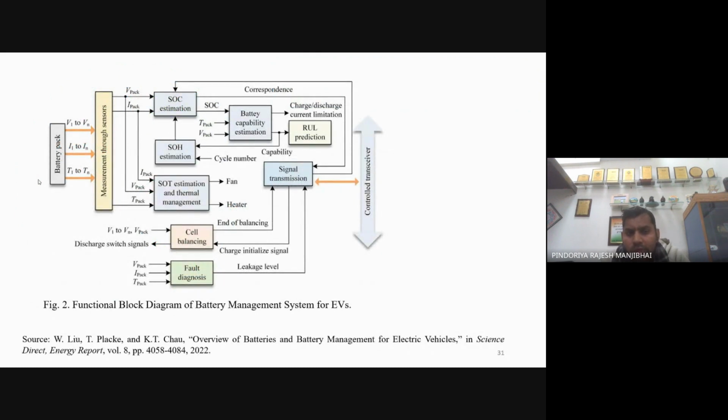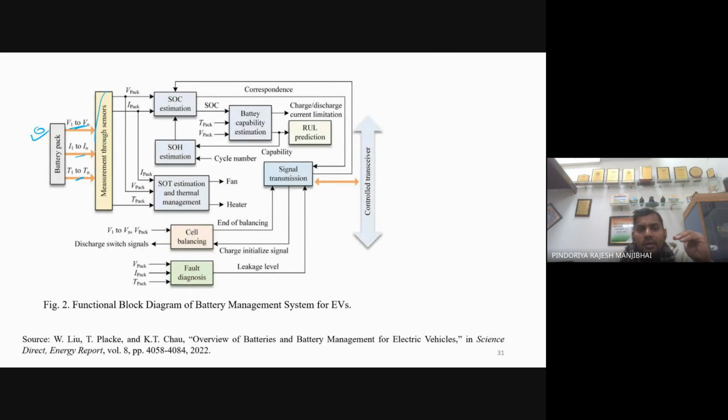So this figure 2 is the overall functional block diagram. Suppose you want to implement the battery management system for the electric vehicle. From the left-hand side, there is a battery pack. We have to manage the voltage, current as well as temperature, depending on the cells. Suppose you have 5 cells, then V1 to V5. Suppose you have n number of cells, then V1 to Vn.